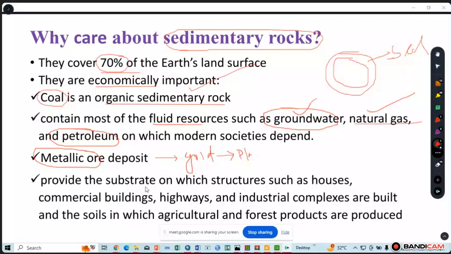Okay, it provides the substrate on which structures such as houses, commercial buildings, highways, and industrial construction, agriculture and forest products are produced. That means these are the reasons why we study sedimentary rock. First of all, the deposition of coal, petroleum, groundwater, natural gases. Another one is metallic ore deposits, and the construction of house buildings, highways, industries. These are the main important things to study the sedimentary rock.